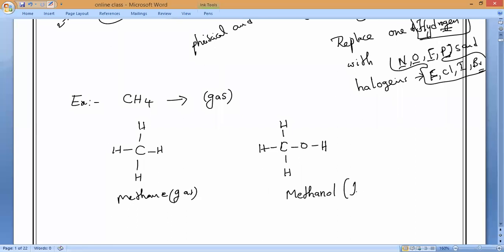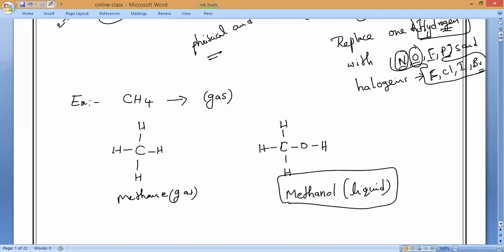Methanol, which we used to say liquid. So whenever the hydrogen is replaced with some other element like this, then immediately the physical properties as well as the chemical properties will change. So those elements which I am replacing the hydrogen with, these all the elements we used to call, remember guys, heteroatoms.